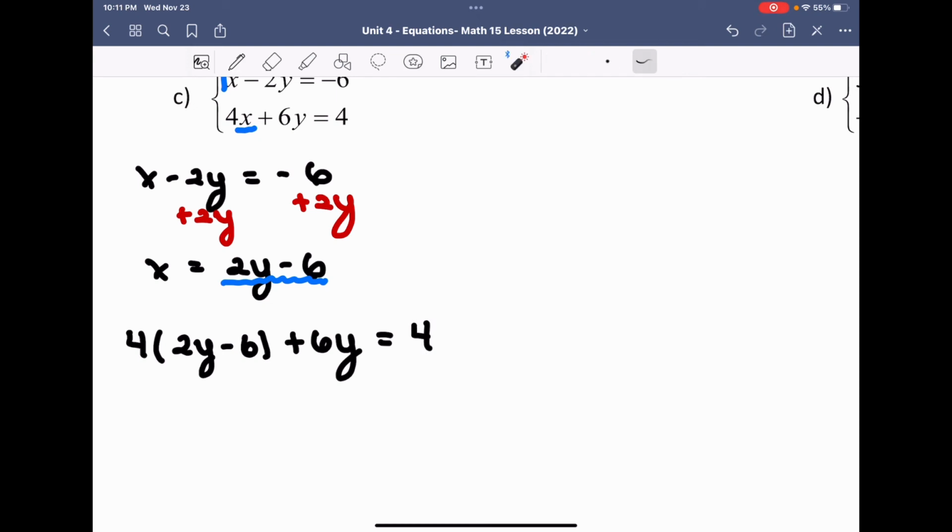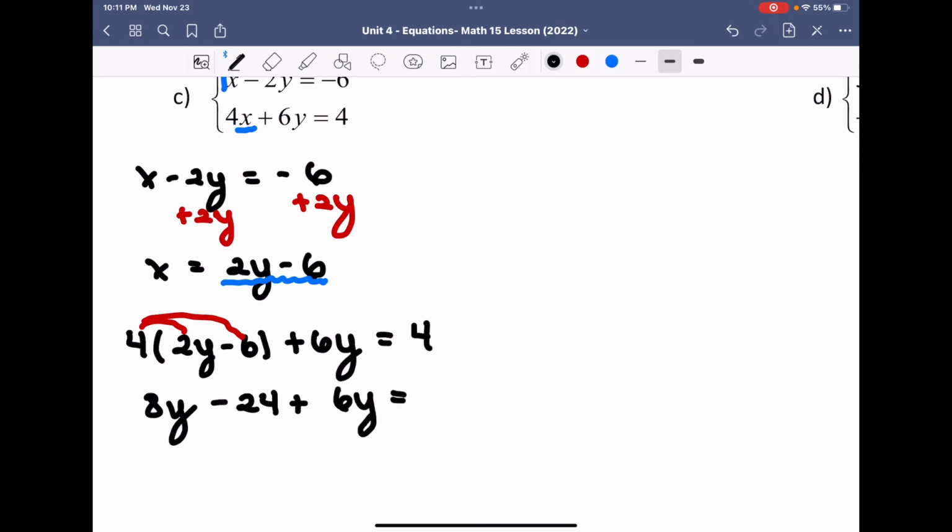What do we realize? We have an equation in terms of one variable, so now we can solve. 8y by distribution, 4 times 2, 4 times negative 6, 4 times 2y is 8y, 4 times negative 6 is negative 24, plus 6y is equal to 4.